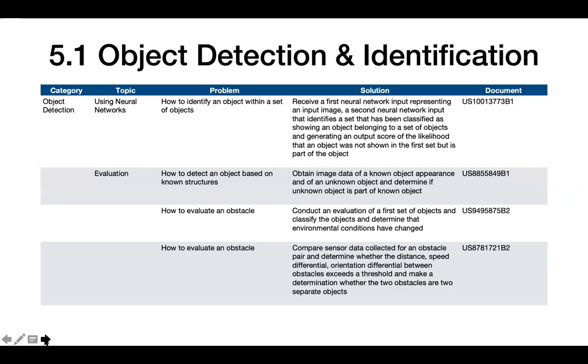So that's a long, complicated way to say the object that was not in our full view is now in our full view. All right, evaluation, how to detect an object based on known structures, obtain image data of a known object appearance and of an unknown object, and determine if the unknown object is part of the known object. So once again, this goes back to where we're using, for example, the LiDAR system and sending out these point clouds and getting who knows how many signals back and trying to figure out if the signals from over here and over there are part of the same object or not. And these are ways of evaluating that.